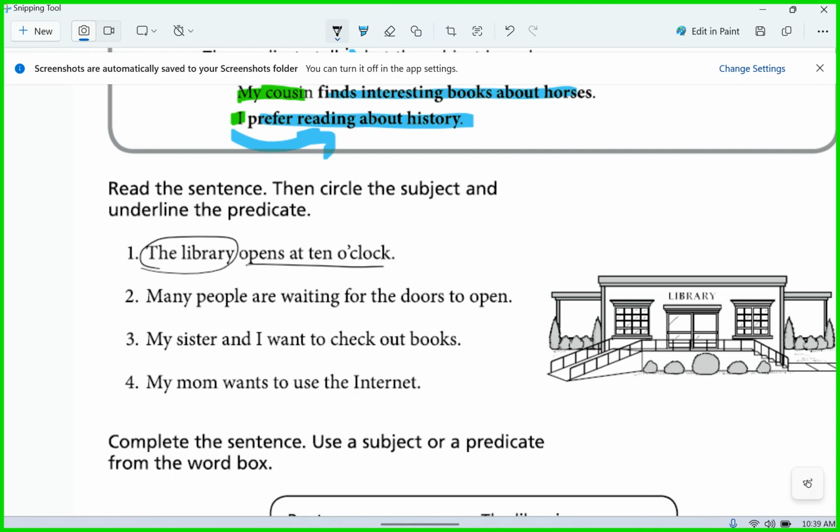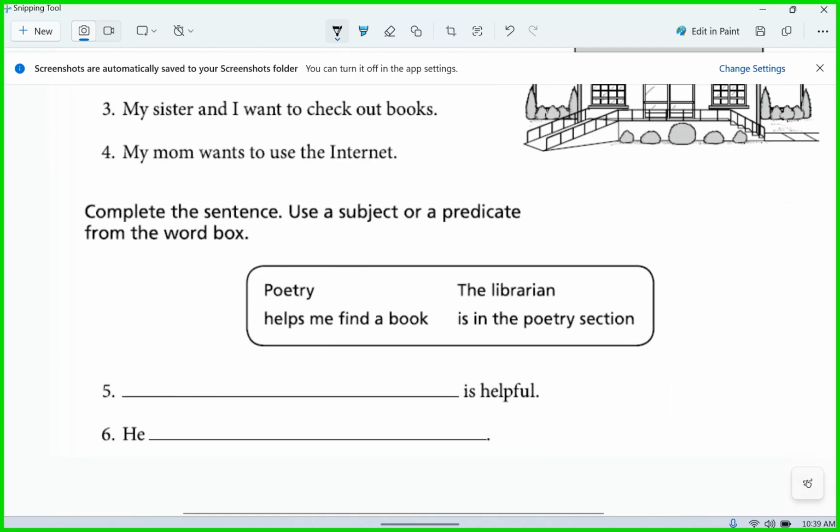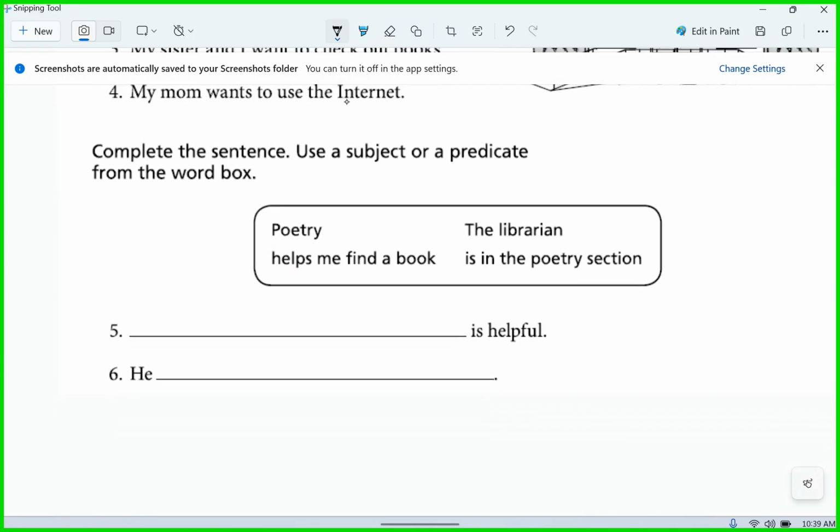Can you do the rest? Don't do it yet. Look up here. Down here it says complete the sentence, use a subject or a predicate from the word box. Blank is helpful. What do we need there? Do we need a subject or a predicate? Subject. So what should it be? Yeah, the library. Do you guys know how to do the rest?